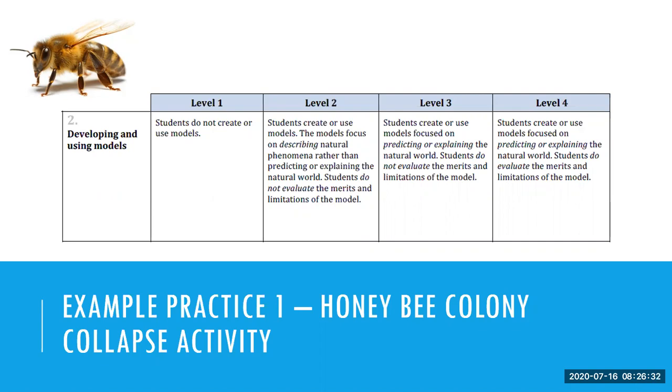For level 1, students did not create or use models. For level 2, students create or use models. The models focus on describing natural phenomena rather than predicting or explaining the natural world. Students do not evaluate the merits and limitations of the model. In level 3, students create or use models focused on predicting or explaining the natural world. Students do not evaluate the merits and limitations of the model. And in level 4, students create or use models focused on predicting or explaining the natural world. Students do evaluate the merits and limitations of the model.